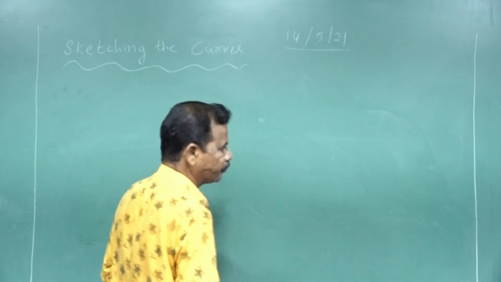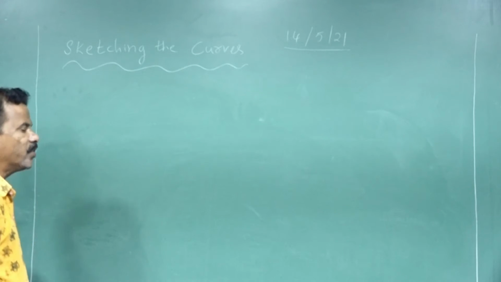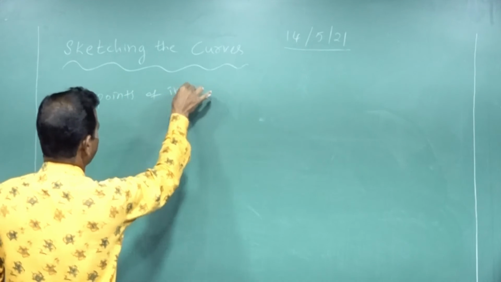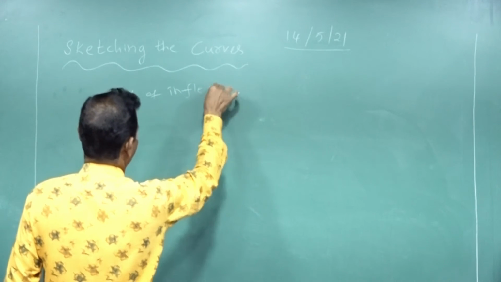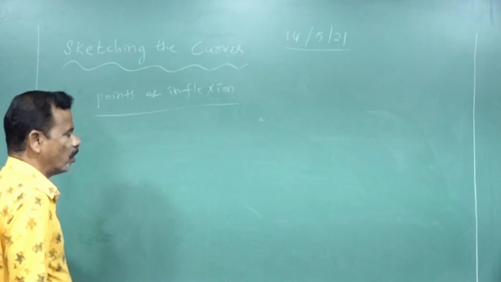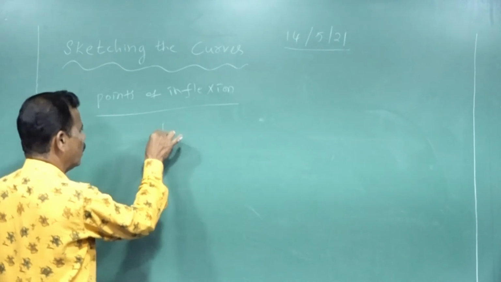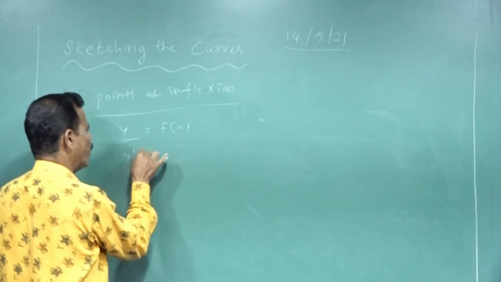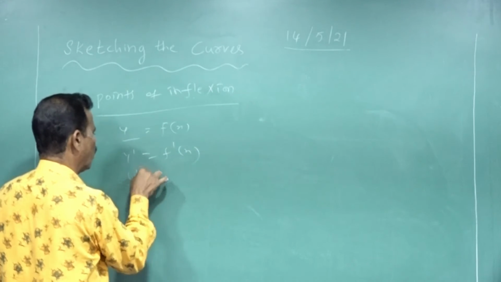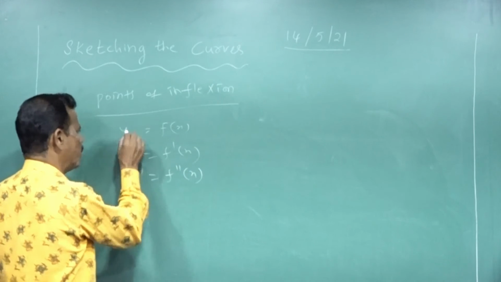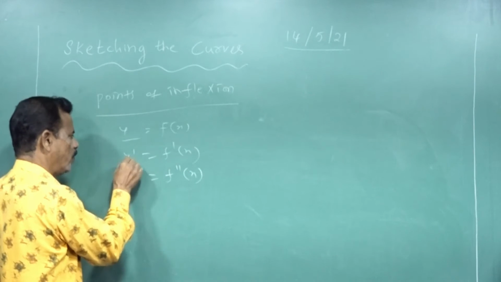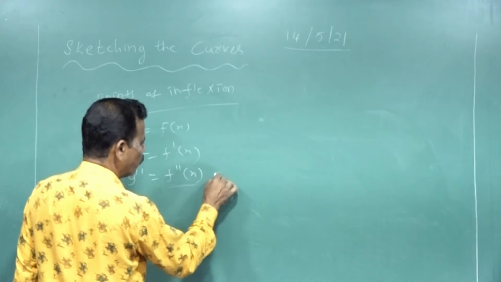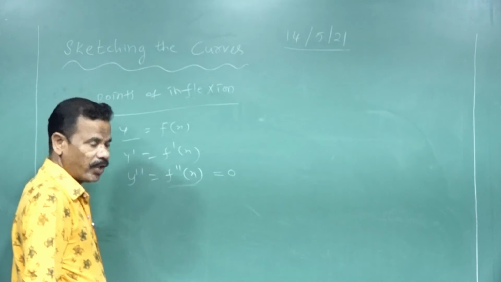After this, points of inflection. How to find the points of inflection? So y is equal to f of x function. We do the first derivative f dash x and the second derivative f double dash of x. This means dy by dx is the first derivative, this is d square y by dx square. So f double dash x equating to 0, second derivative equal to 0.